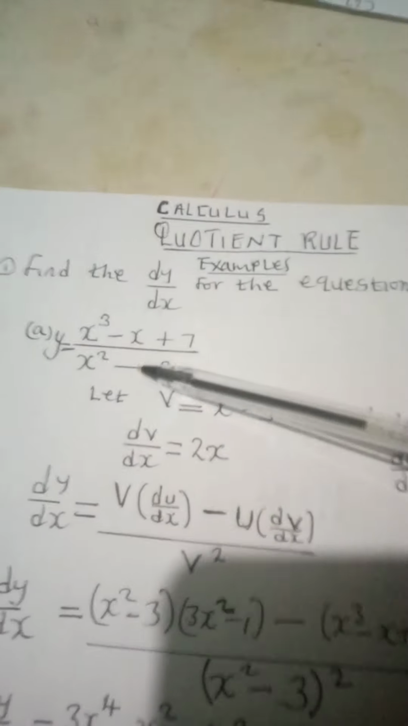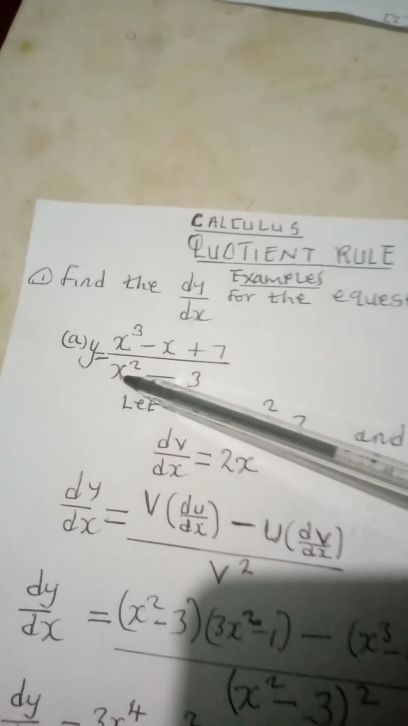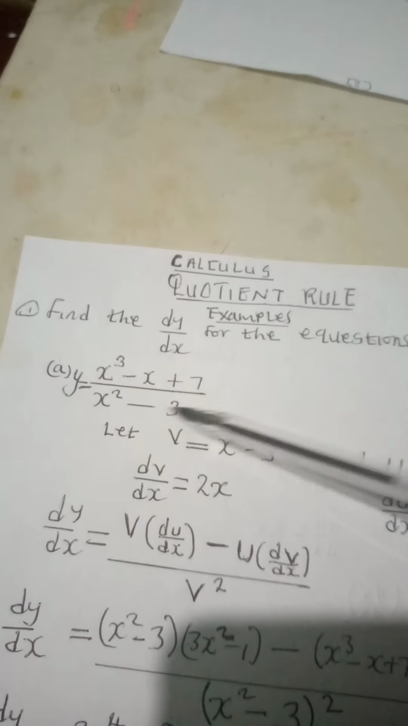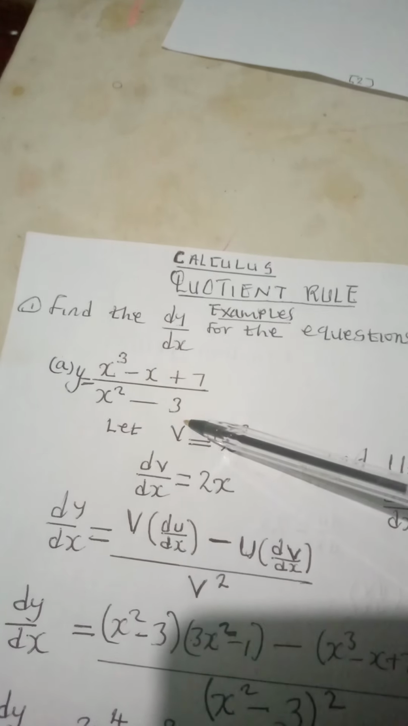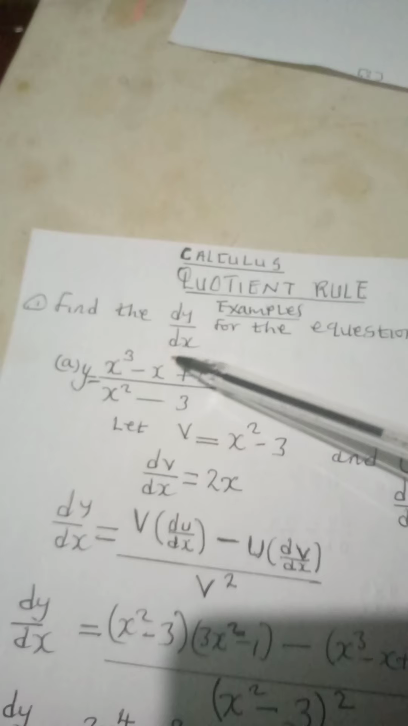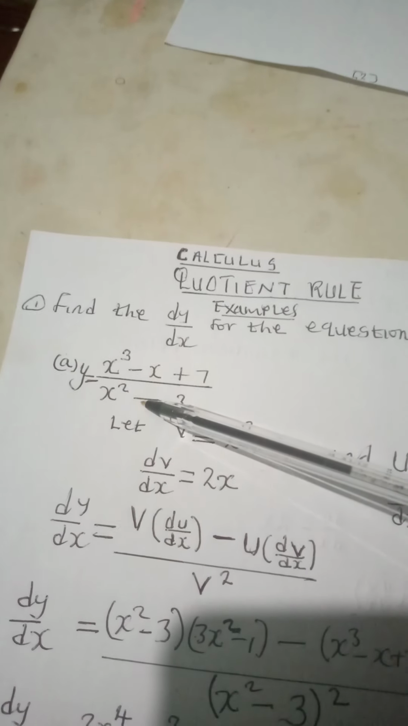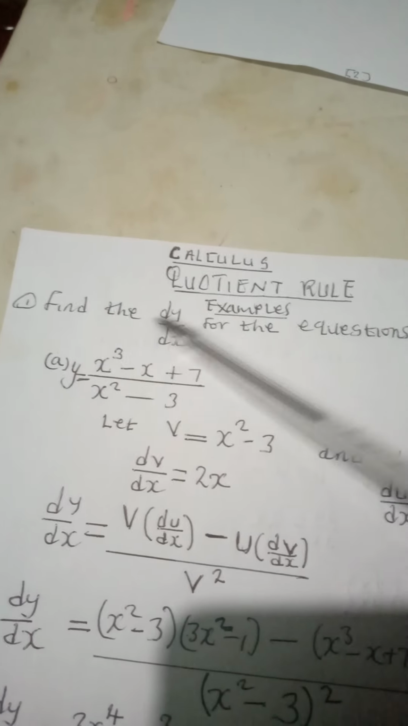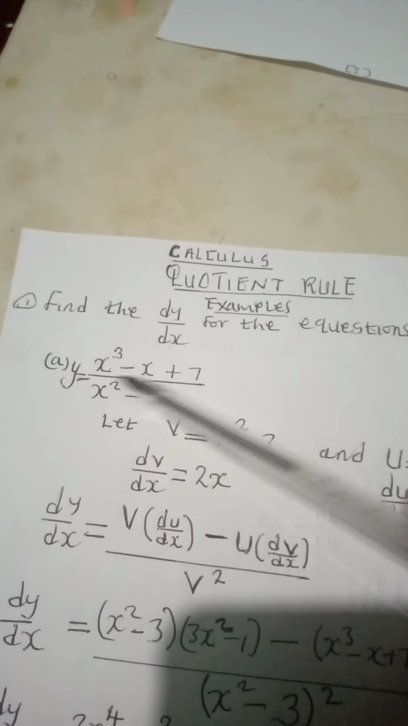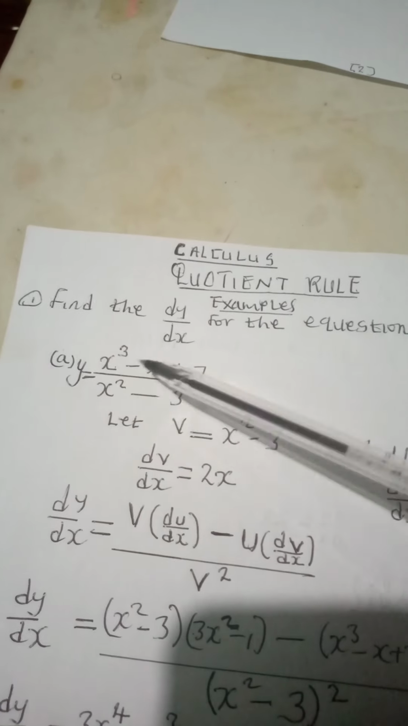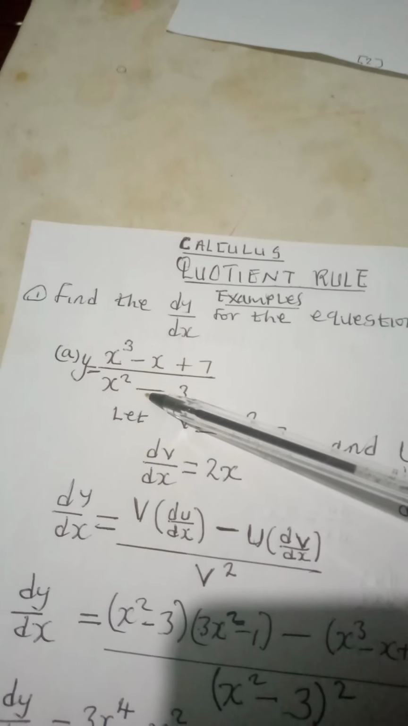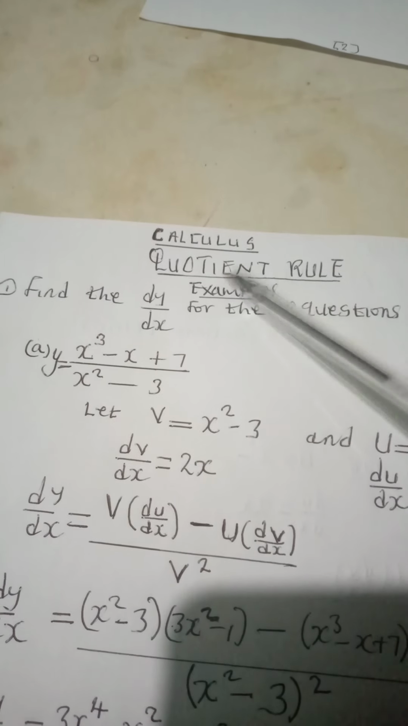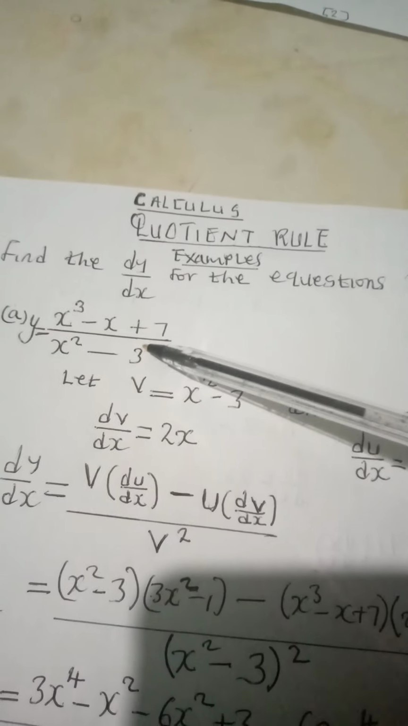Look at the first example, A. You are given y equals x to the power 3 minus x plus 7 over x squared minus 3. You see that you are dividing one equation by another equation. Look at this question, it's not as simple as those questions we've looked at where you just had a single function. You are dividing two functions, the function on top and the function at the bottom. Now that you are dividing these functions, we call this rule the quotient rule. Quotient means division. So how do we differentiate such equations?